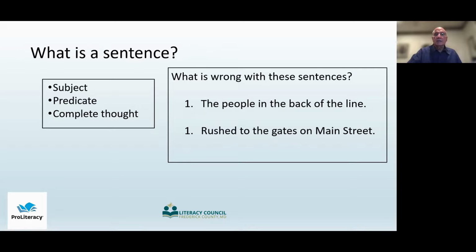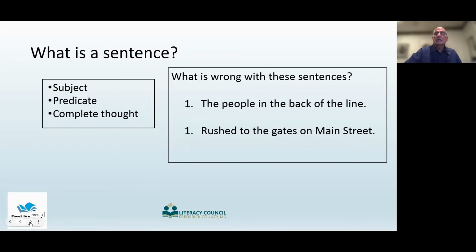Consider the second statement. What's wrong with this? Rush to the gates on Main Street. The answer is this fragment is missing a subject. We do not know who rushed to the gates.